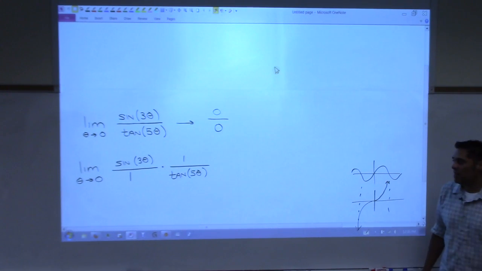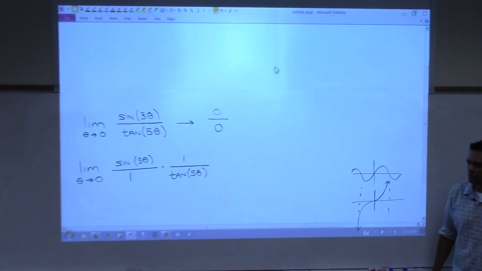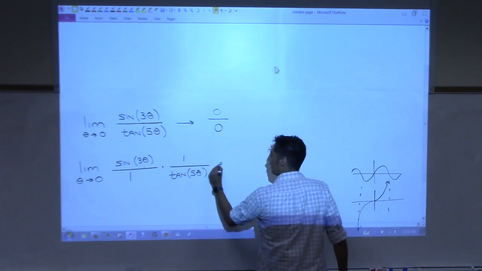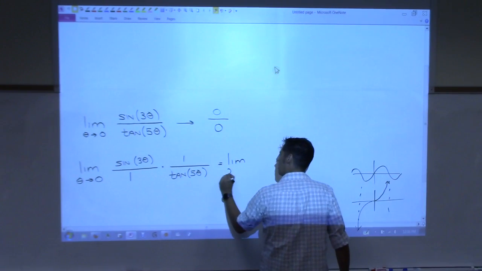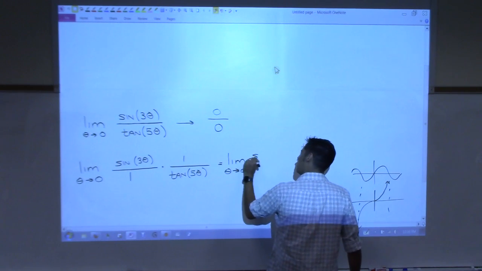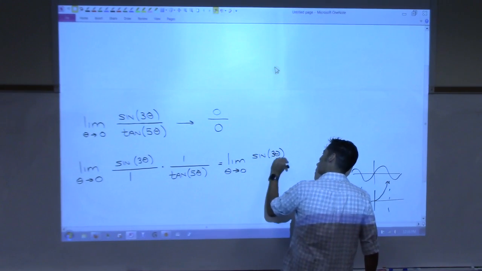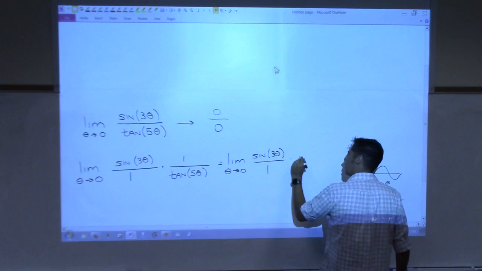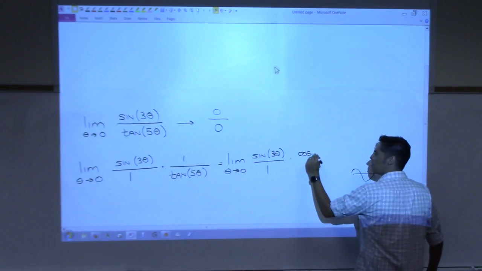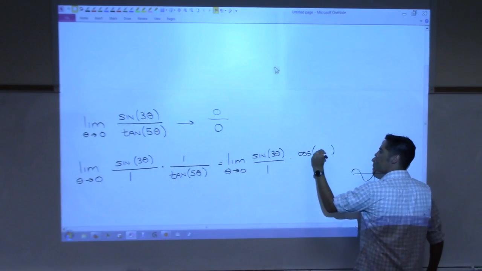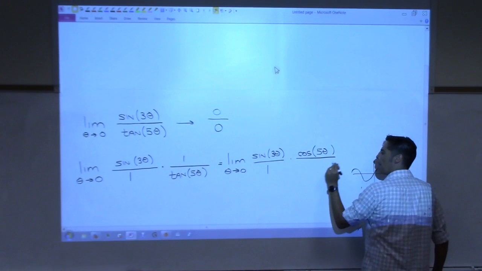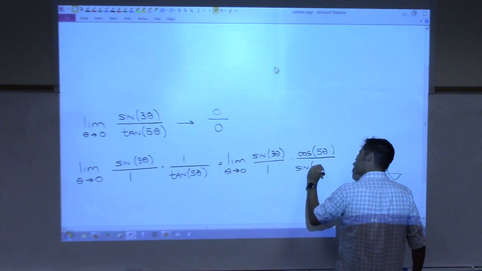Now, 1 over tangent is the same as cotangent, which is cosine over sine, isn't it? So I'm going to go, again, limit as theta goes to 0, sine 3 theta over 1 times, you said it was cosine over sine, so cosine 5 theta over sine 5 theta.